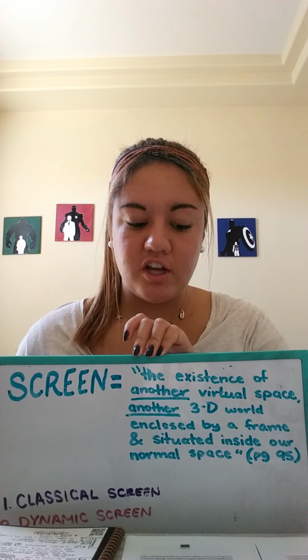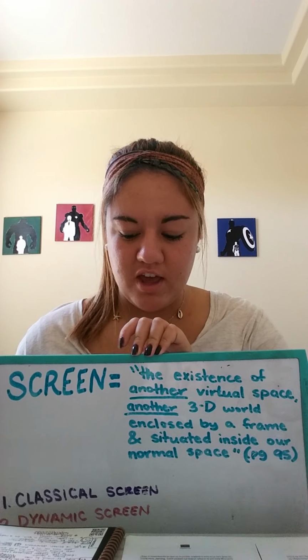Now, going through the genealogy, we want to start off with the classical screen. That was the first kind of screen. This screen is flat. It's usually a rectangular surface. It's usually a frontal view meant to be seen from the front. It's in a normal setting. And it's a window into another place. And it's usually a different scale. Just like this video, I'm not life-size. I'm smaller. So that's what the classical screen is.